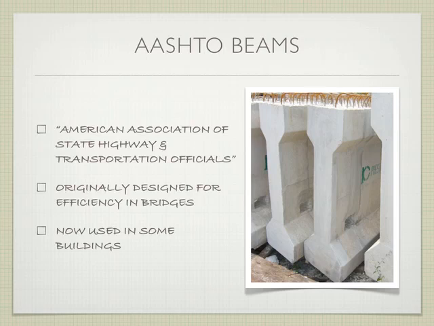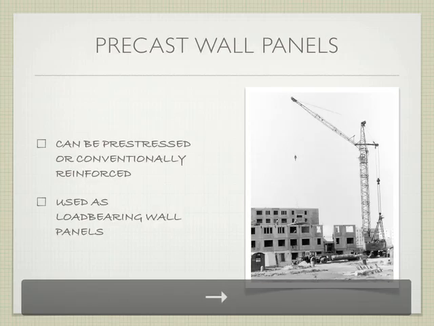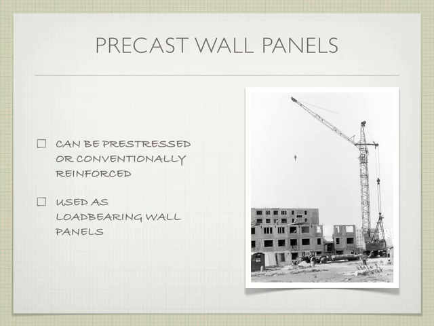Now some of them are used in buildings, depending on the spans that you need and the relative availability of them. Again, it all depends on what prefabricator plant you have and whether they have the capability to make those particular beams. So precast wall panels. We started with slabs being the most common. We moved into beams and girders, and we'll end with wall panels.